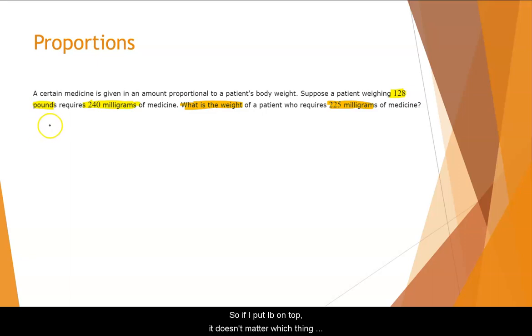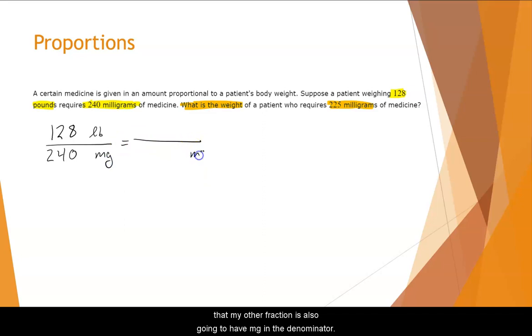So if I put pounds on top, it doesn't matter which thing goes on top, pounds or milligrams. What just matters is that we're consistent in the way that we're setting up our ratios. So if I have 128 pounds over 240 milligrams of medicine, I know that my other fraction is also going to have milligrams in the denominator. So this other situation, there's 225 milligrams, but we don't know what the weight is of the other person in pounds.